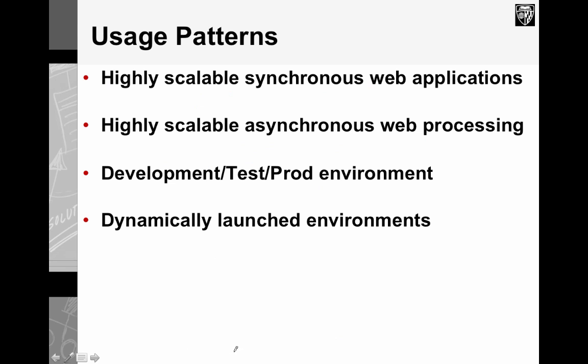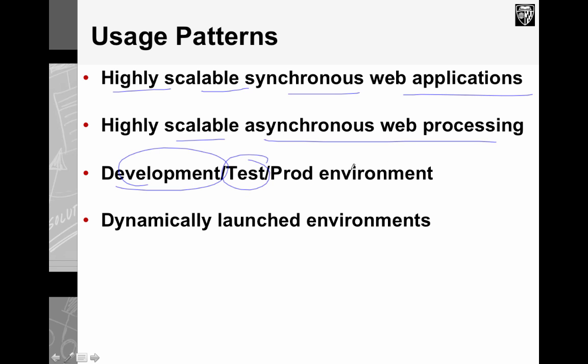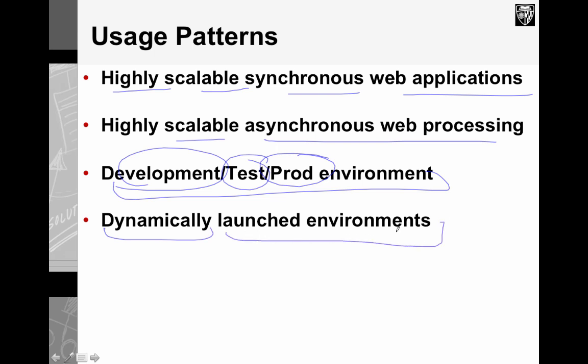In terms of usage patterns, with Amazon Elastic Beanstalk, you can build highly scalable synchronous web applications, highly scalable asynchronous web processing. You can use Elastic Beanstalk for building your development environment only, test environment only, or production environment, or all three. You can also dynamically launch environments. That's another cool thing. Using an API, you can launch environments very, very fast.